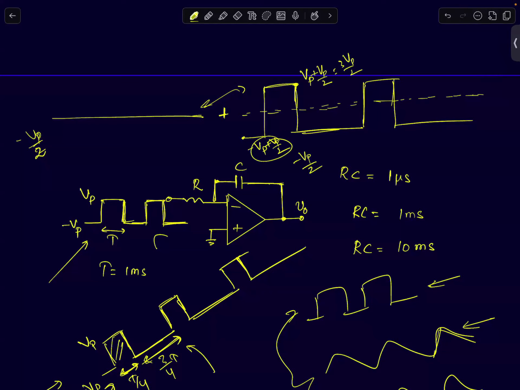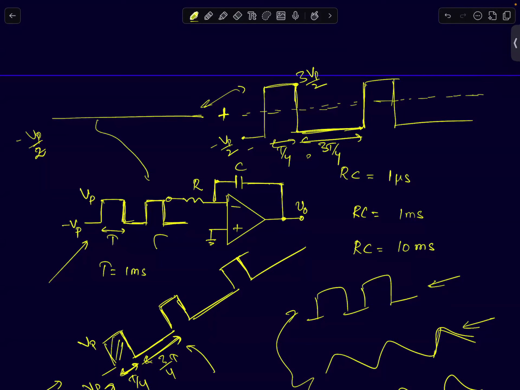If you have such a signal, what will be the average value? If the peak value is 3V peak by 2 and the negative peak value is minus V peak by 2, assuming the same T by 4 on time and 3T by 4 off time, it is 0, which you can show. So I'm splitting the signal into two parts, a zero average and a non-zero average. What do you think will happen if I feed this signal, minus V peak by 2, to an integrator? What do you think will happen?